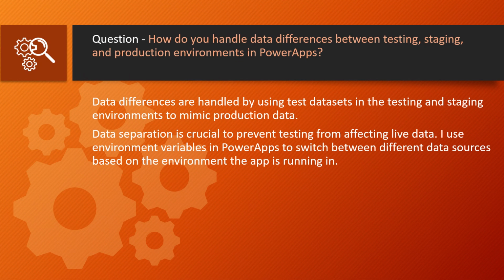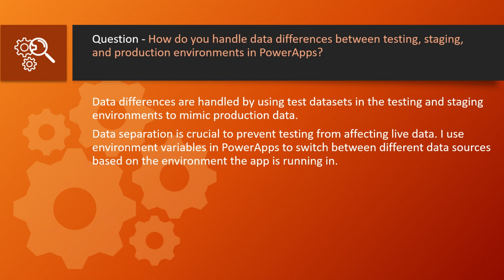How do you handle the data differences between the testing, staging and production environments? So data differences are handled by using test data sets in the testing and staging environments, and that mimics the production data. So data separation is crucial to prevent testing from affecting live data. Live data should not be used.